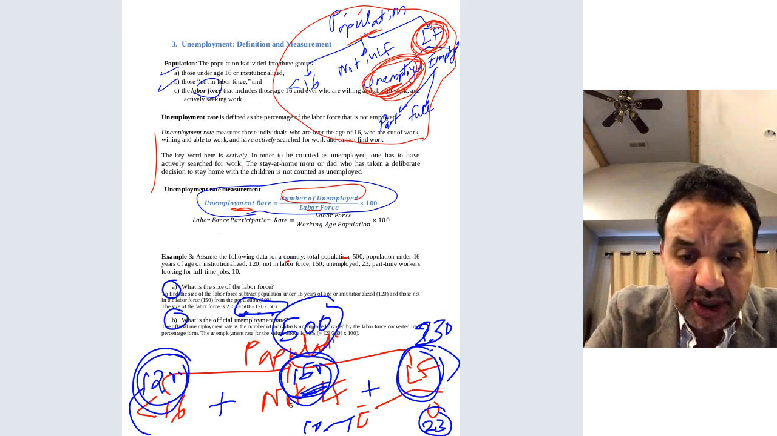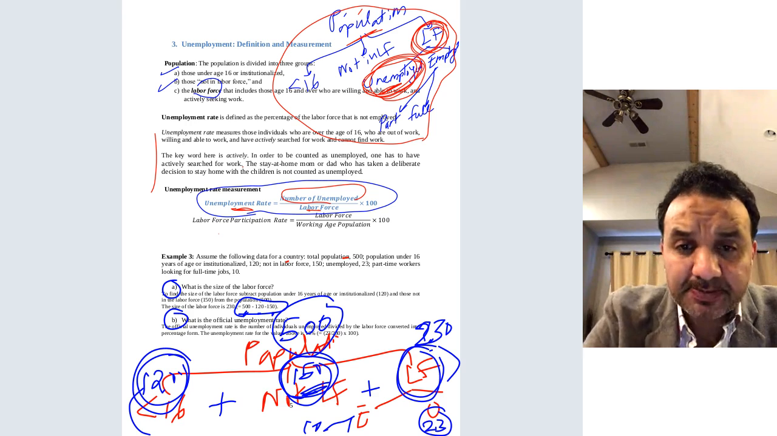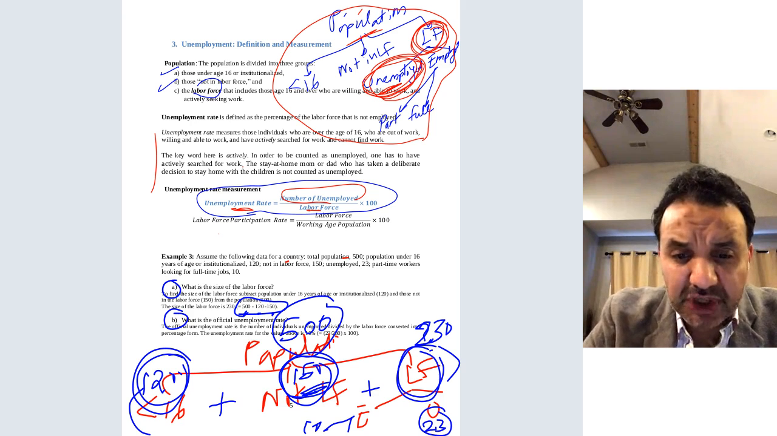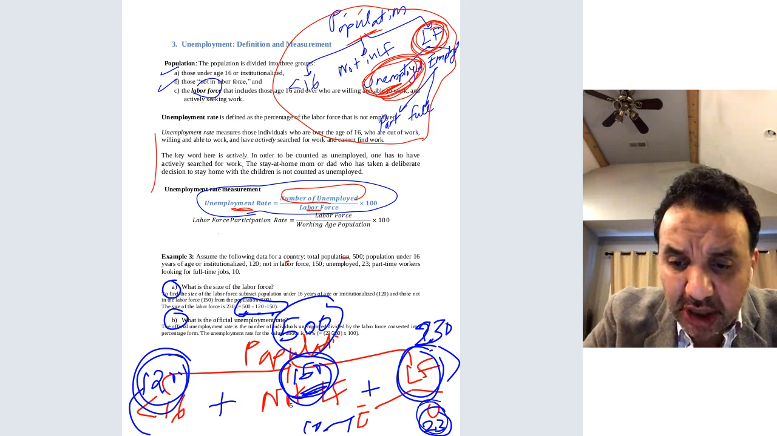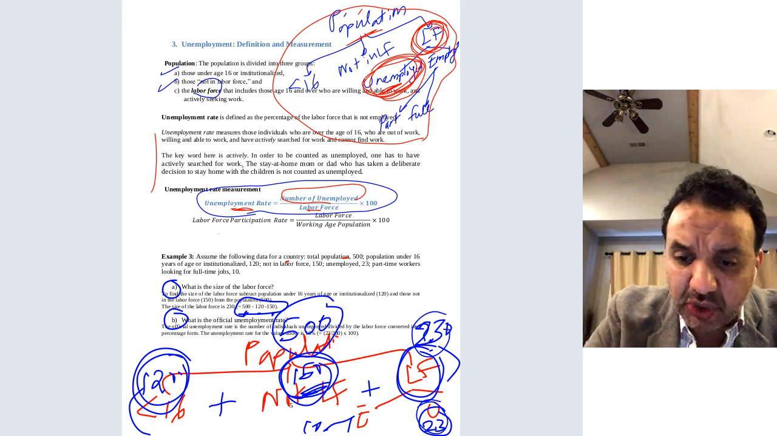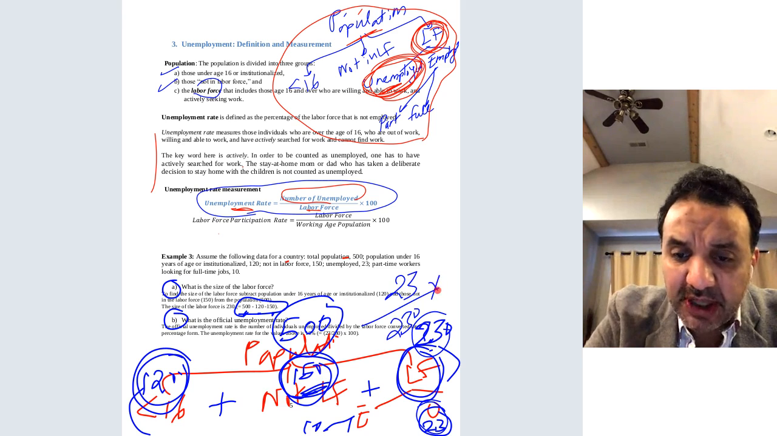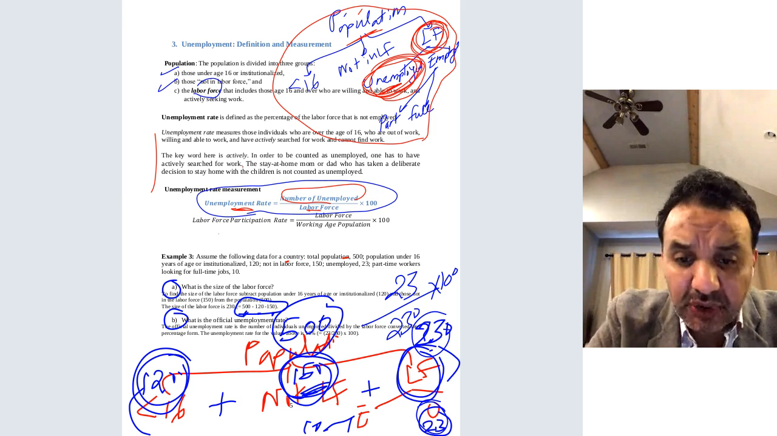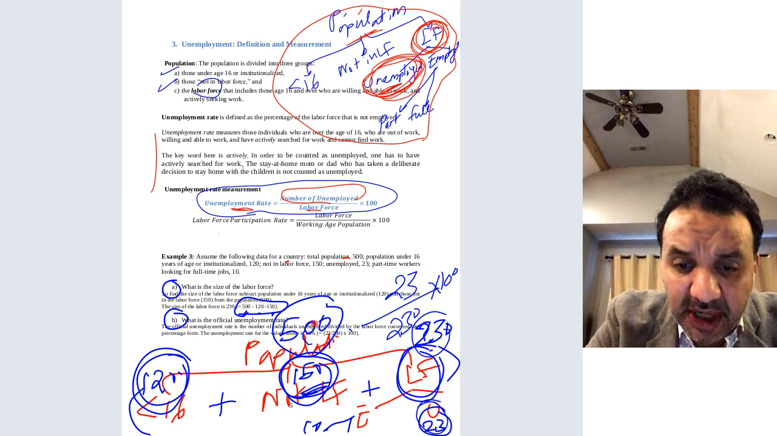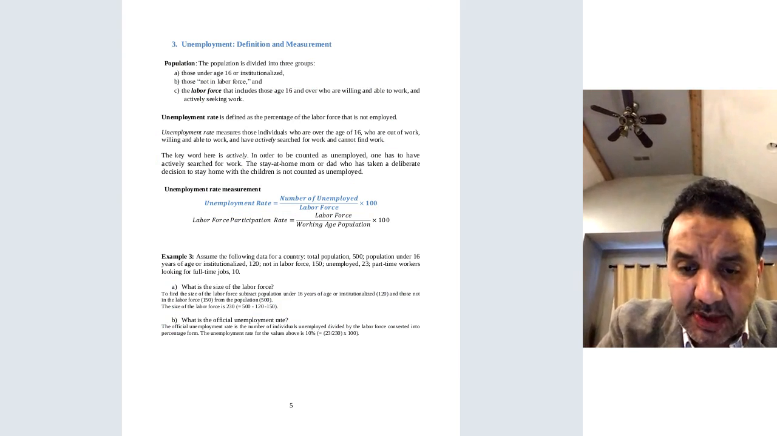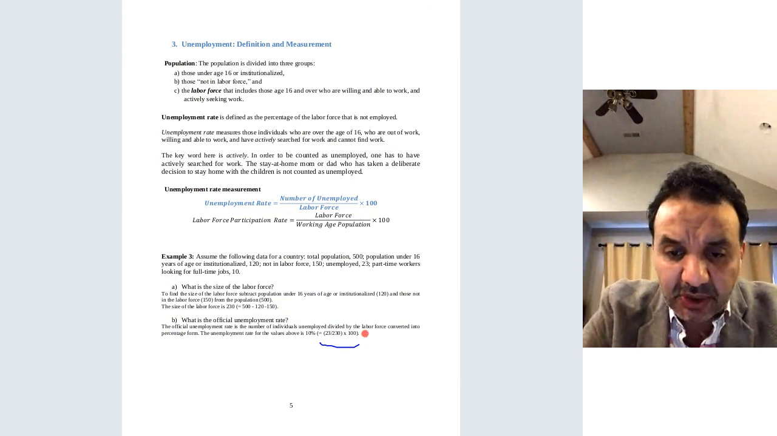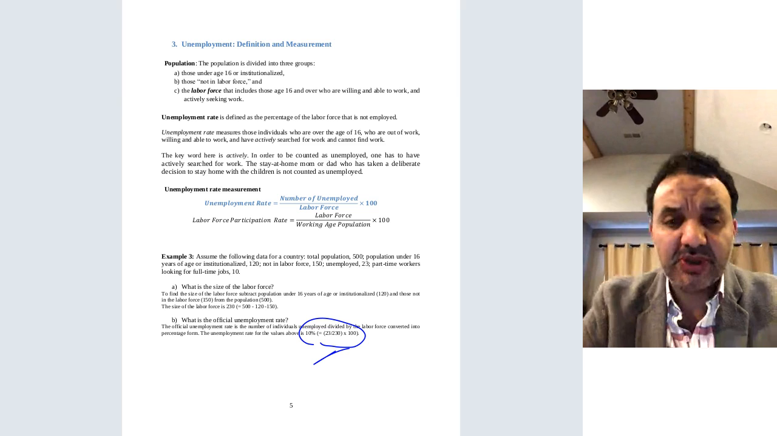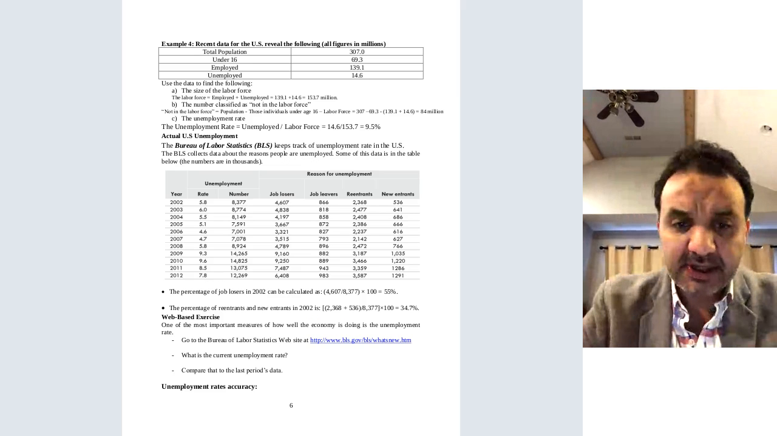Question B is, what is the official unemployment rate? The official unemployment rate, as I said, you have to divide those who are unemployed by the labor force. So those who are unemployed is 23, divided by the labor force, which is 230, multiplied by 100, because we need the unemployment rate as a percentage. So this will give you 10%. So as you can see, the unemployment rate equals 10%. Okay, let's see another question.